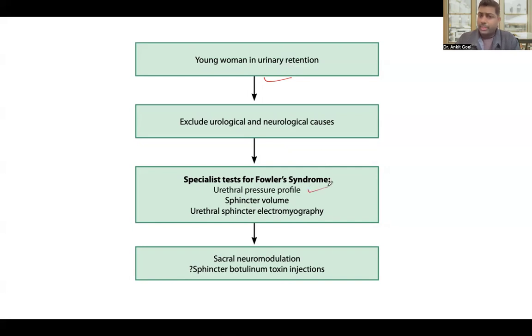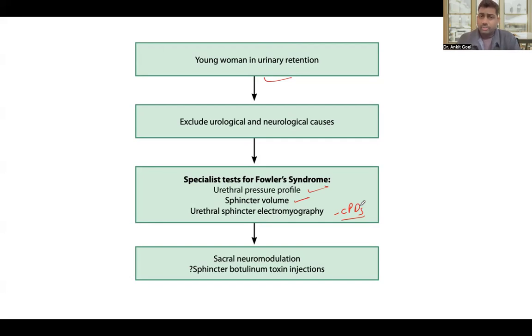You can get a UPP done to find a very high urethral pressure. With a sphincter volume assessment by transvaginal ultrasound, you may find hypertrophy of the sphincter. And you do an electromyography of the sphincter to find abnormal electrical activities, which are denoted as CPDs. Okay, so these are the different investigations you can do to confirm your diagnosis. It could be a clinical diagnosis as well.